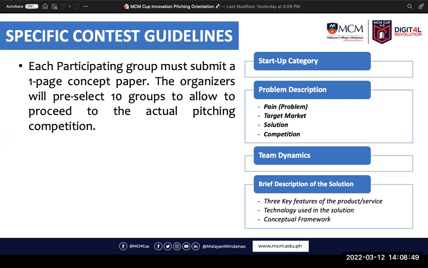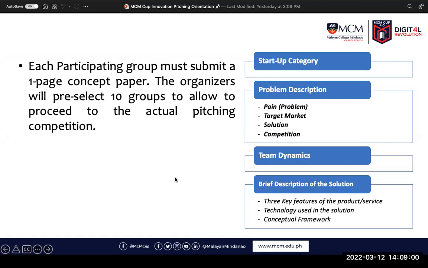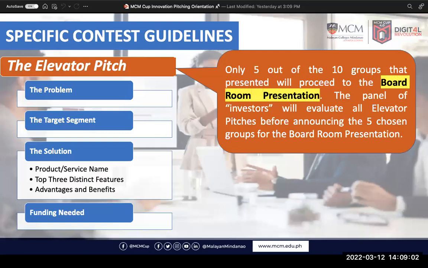We don't ask it from the team or the participating school. Okay, so allow me to proceed. Again, I am pretty much sure na-read na po natin ito. So in the contest or during the event, all 8 participating schools will be doing an elevator pitch.